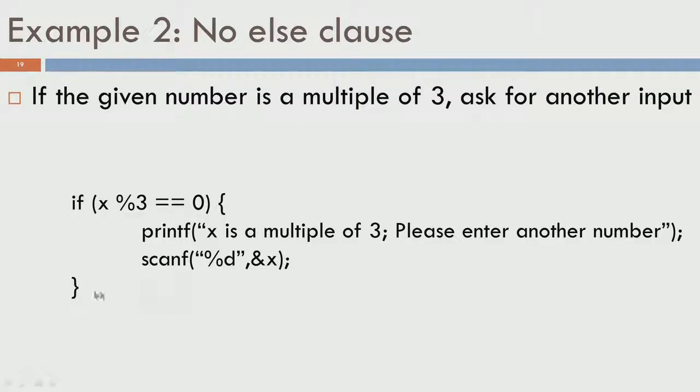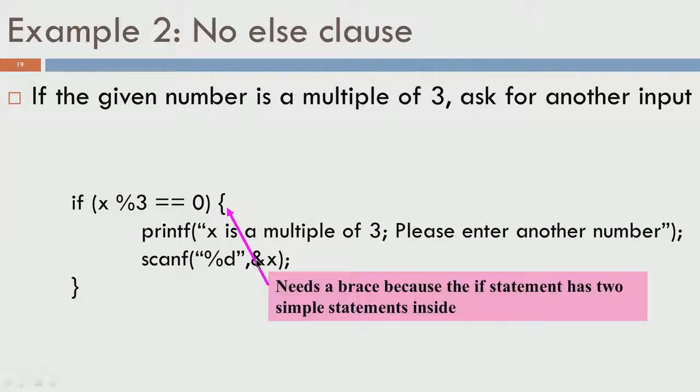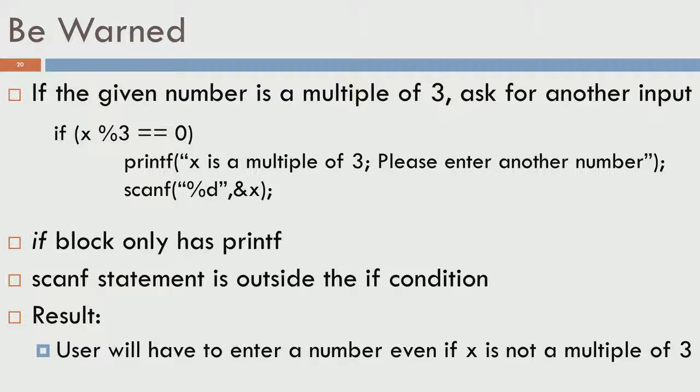This is a collection of two simple statements that goes into a code block, and if this condition is true, we have a logical collection of statements here, or a logical sequence. We not only want to print it, we also want the user to enter another input. So, you need a brace because there are two simple statements inside. There is a little bit of warning that I want to give here.